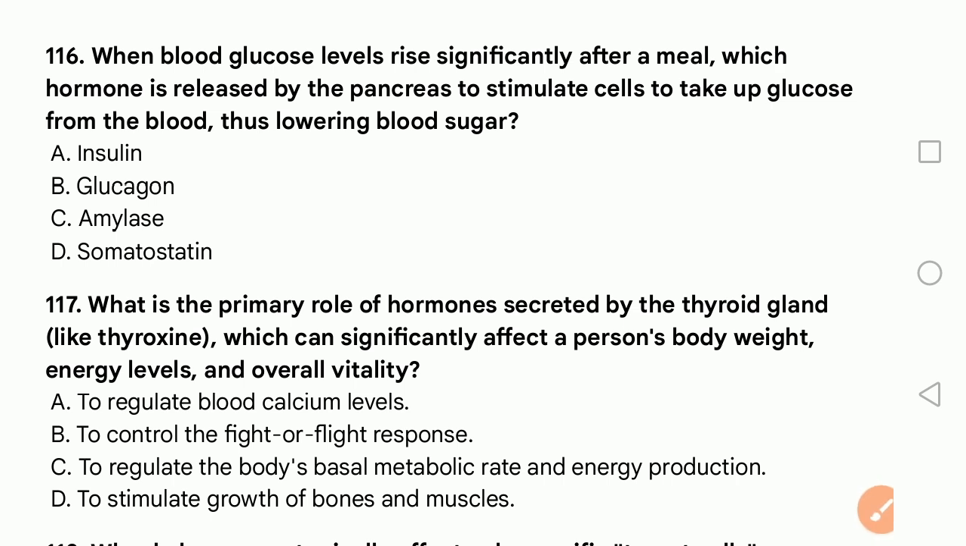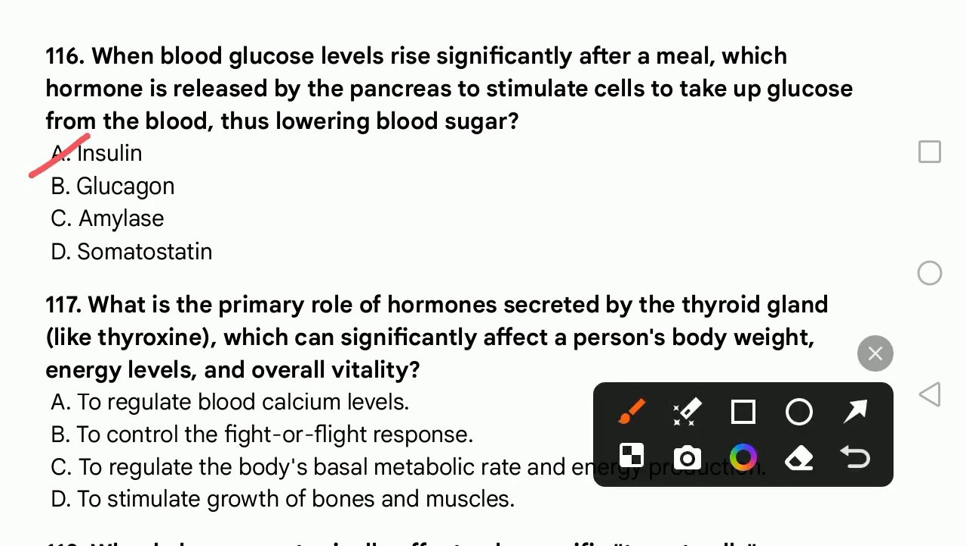When blood glucose levels rise significantly after a meal, which hormone is released by the pancreas to stimulate cells to take up glucose from the blood, thus lowering blood sugar? Insulin.